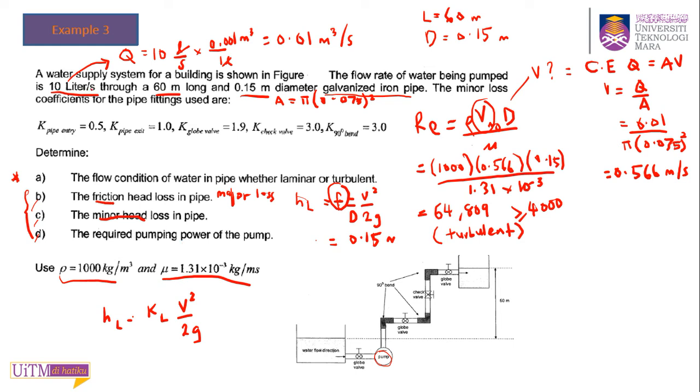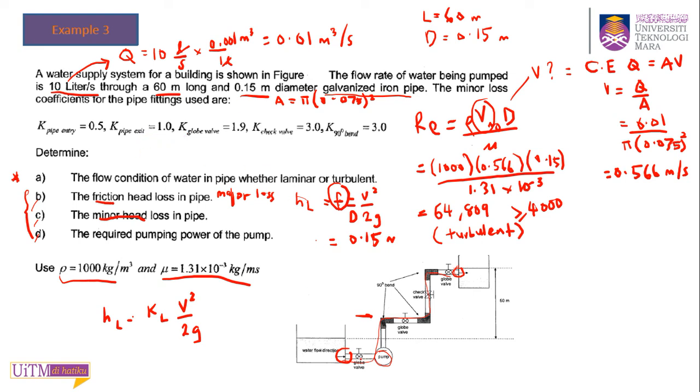So that's why they give you in this question the loss coefficient for pipe entry, 0.5, and this is the pipe entry here. And the pipe exit here. Because the flow goes from the bottom, up, to the right, up, to the right. So this is your pipe exit. They give you the loss coefficient for that.